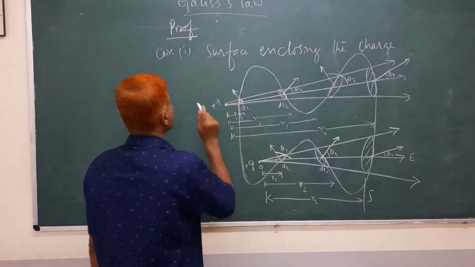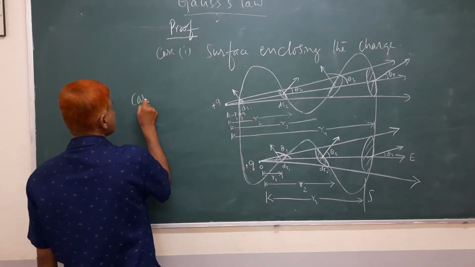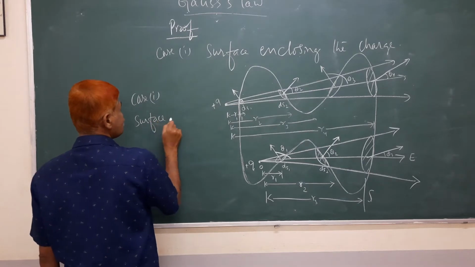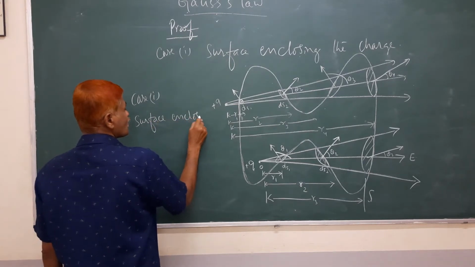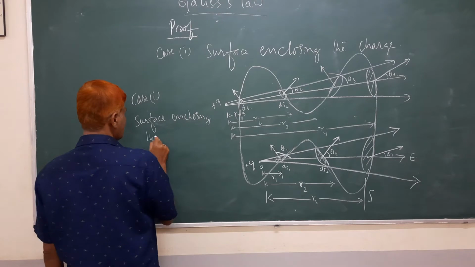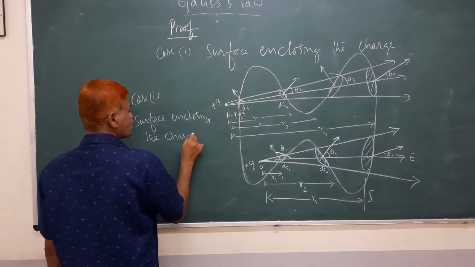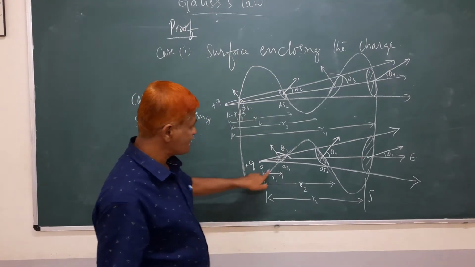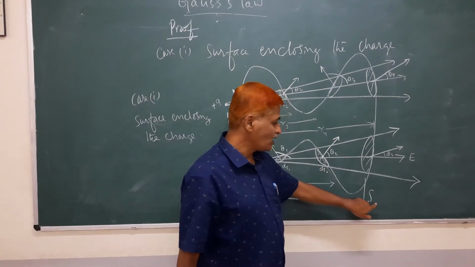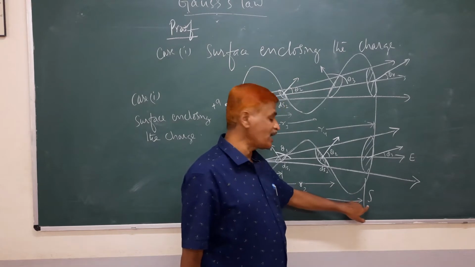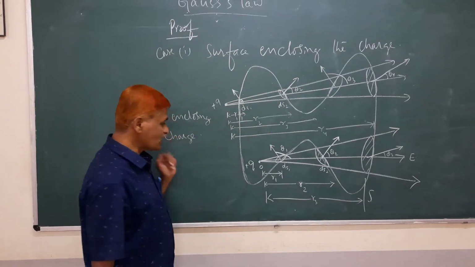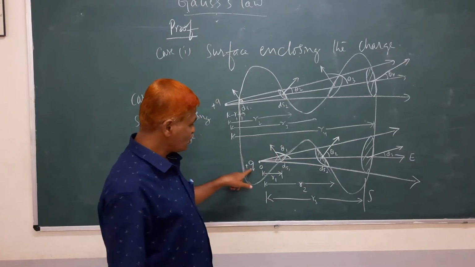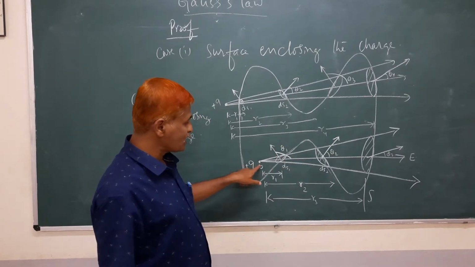In case 1, the surface encloses the charge. For this, I have to draw this diagram. So this is the surface of surface area S. In the first case, I take charge Q inside the surface. So charge Q is inside the surface.